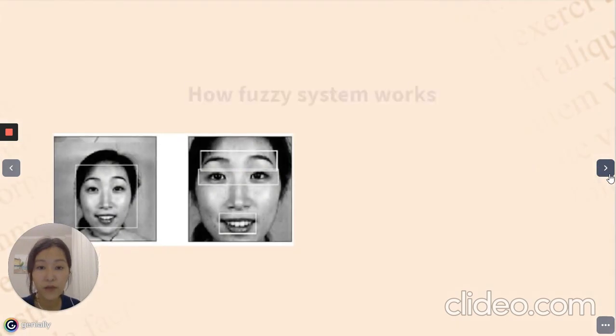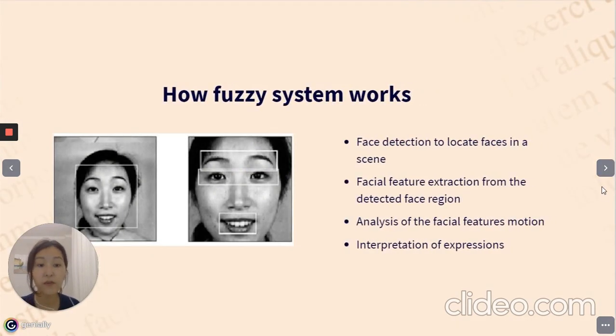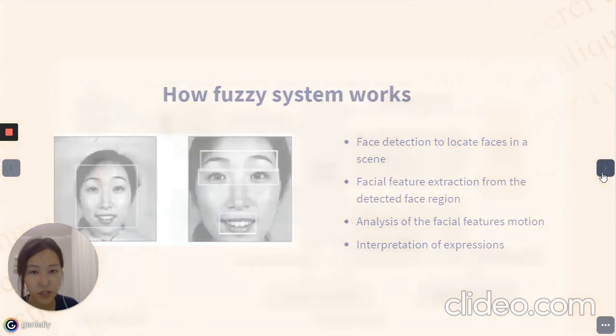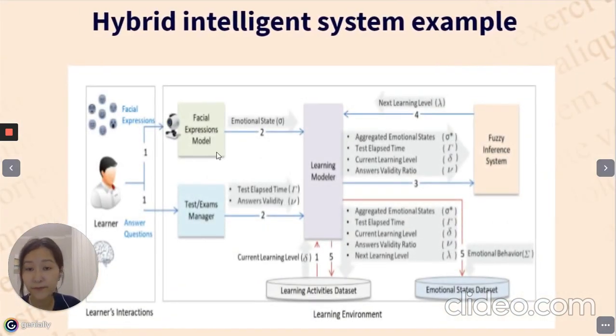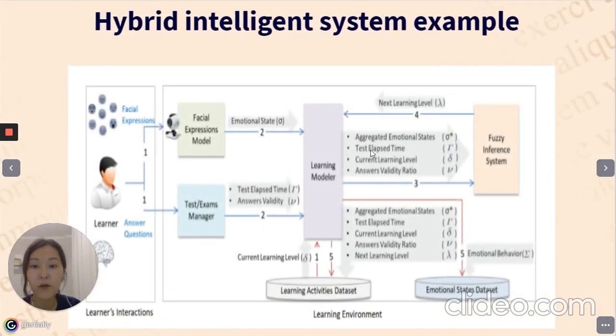How it works, so fuzzy system works this way. There are four stages. First, face detection, then there is facial feature extraction, so eyebrows, eyes, mouth, then analysis of the facial features, movements, motions, and interpretation of expressions. So in the diagram, you can see how all this works.